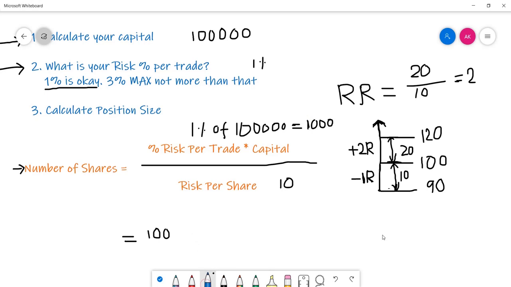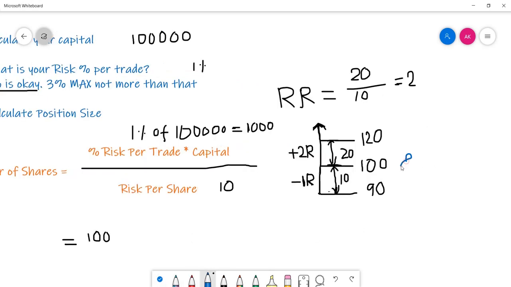Now let's take one more example. Let's say you are entering a stock at 800 rupees. I'm sorry, your target is 840 and stop loss is at 820. So 20 is your risk per share, and 40 is your target profit per share. So here also the risk to reward ratio is 2, correct? So we are good with this trade. We'll enter this trade.